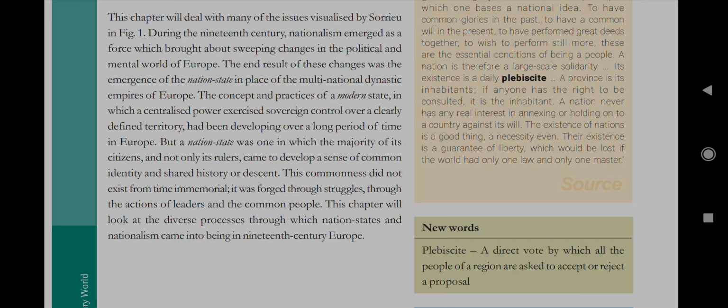You can just note down these points, they'll be helpful. A nation state is a modern state in which centralized power rules the whole state. That's a modern state.